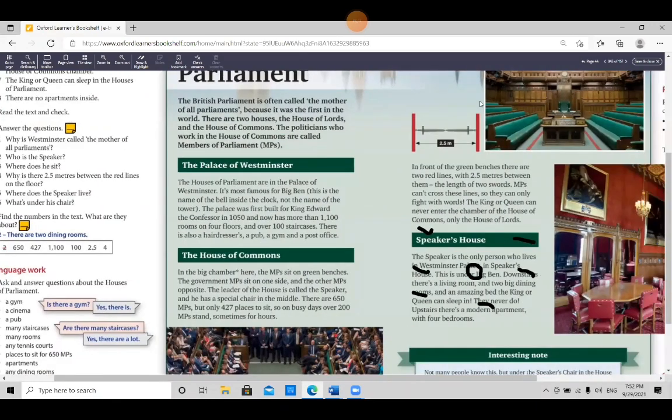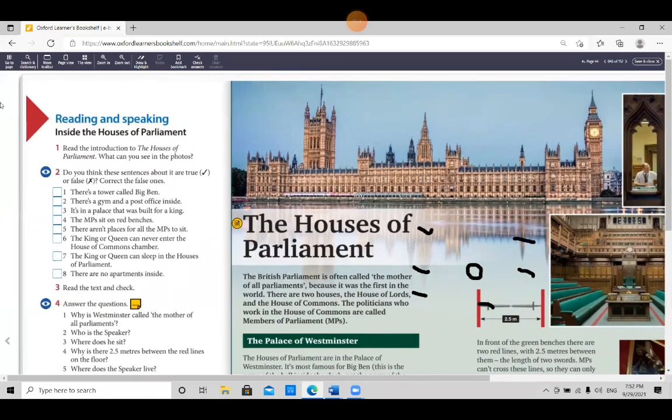Let's look at these questions. Do you think these statements are true or false? Correct the false ones. Number 1: There is a tower called Big Ben. Who can tell me, is it true or false? False. Why is it false? Big Ben is the clock, not the tower. Yes, so Big Ben is the clock, not the tower.